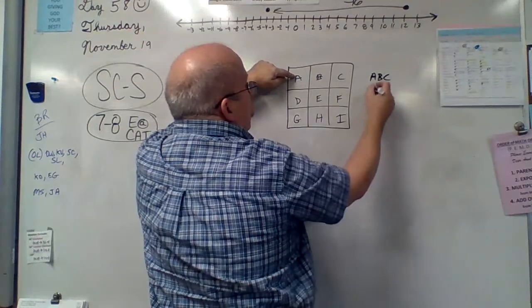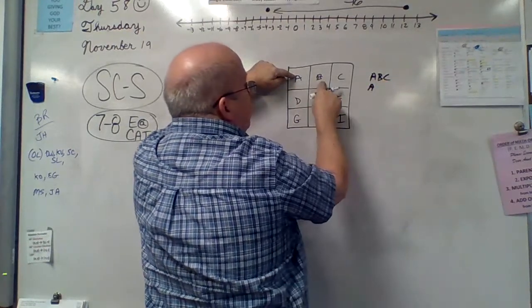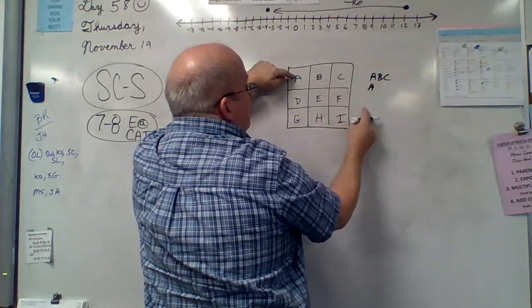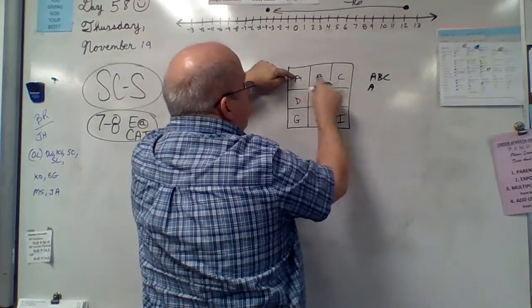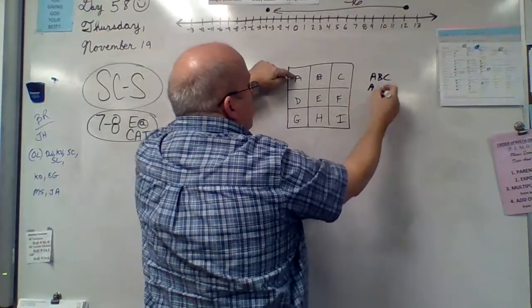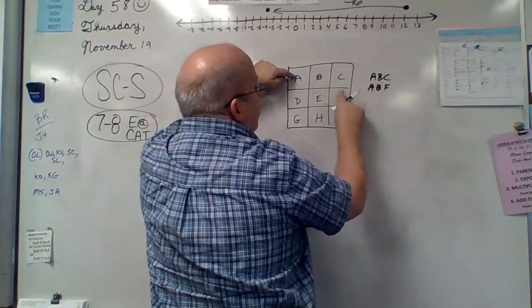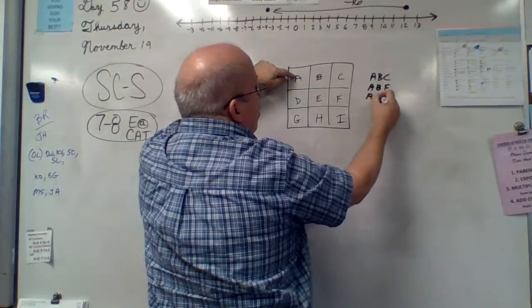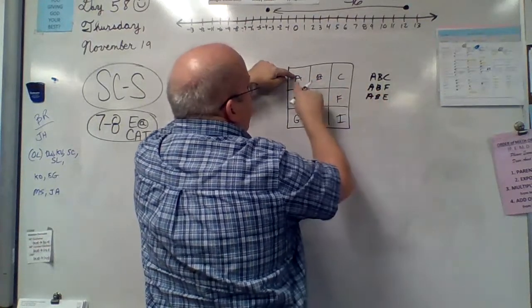Where else could I go if I went to B first? I can go A, B, C, which I already did. Where else could I go except A, B? Couldn't I also go ABF, because that's right here, ABF diagonally, and ABE? And could I also go ABD?